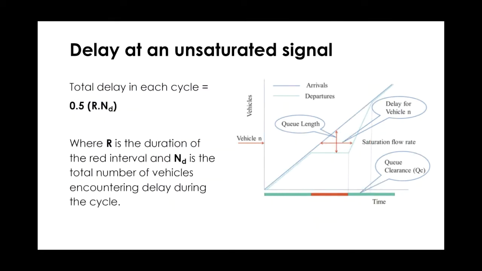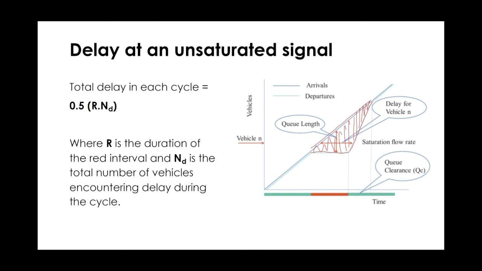And now if I want to calculate the total delay in each cycle, how can I do that? Instead of taking the integral, there's another easy way to do it, and that is using triangles. Remember I told you the importance of triangles in traffic flow theory? If I have this arrival and departure curve and want to calculate total delay, I just need to calculate this area, which is actually a triangle.